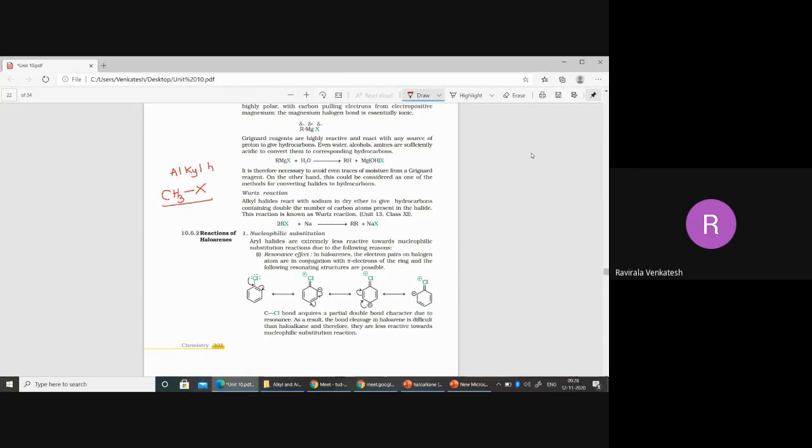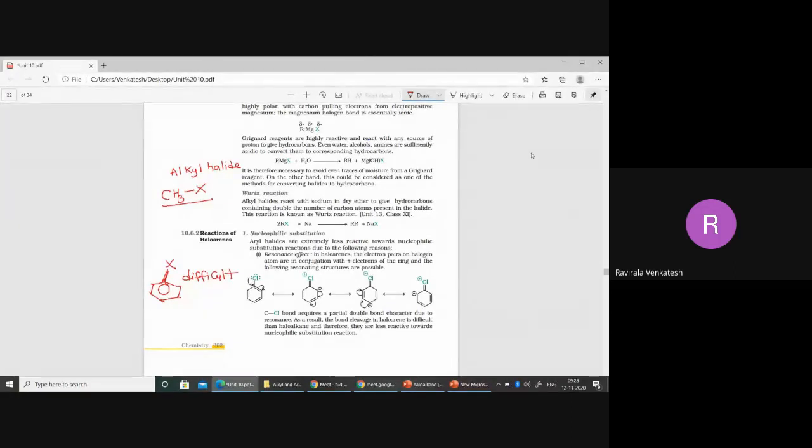And this alkyl halide readily undergoes nucleophilic substitution reactions. We have seen a number of reactions yesterday, these nucleophilic substitution reactions. Now today, what are we seeing? Aryl halide. That means on benzene, you are having a halogen. It may be chlorine or bromine, something like this. Now these are very difficult to undergo nucleophilic substitution reaction.